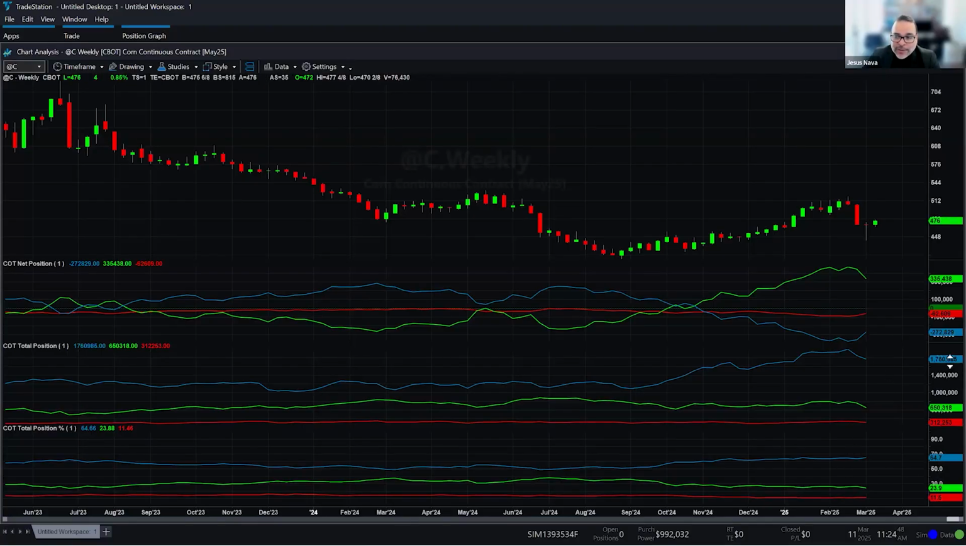Well, it means that out of all the open contracts, and how do you get open contracts? Well, you have to add the commercials total, the non-commercials total, and the speculators total. You add those three together, and then look at the size of the commercials. So what this total position percent is telling you is that commercials are holding 64% of all the open contracts, the open interest on futures contracts. Pretty interesting. Whereas the non-commercials are at 23.9 or 24%. The retail are at 11%. It does tell you the size of the market that they're holding.